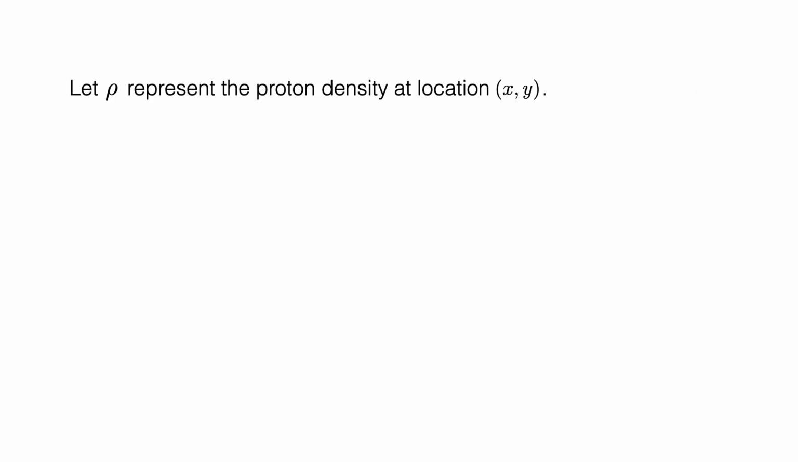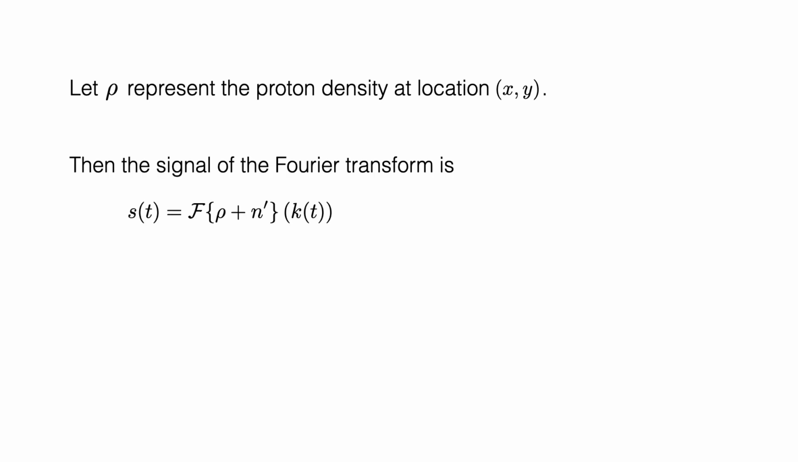If we let ρ represent the proton density at each location, x, y, and we're assuming we're doing two-dimensional imaging here, then the signal of MRI is the Fourier transform as we've already discussed. However, now we're going to take into account noise. So if n prime is the noise at any time t across space, then the signal measured by MRI is the Fourier transform of ρ plus the noise.